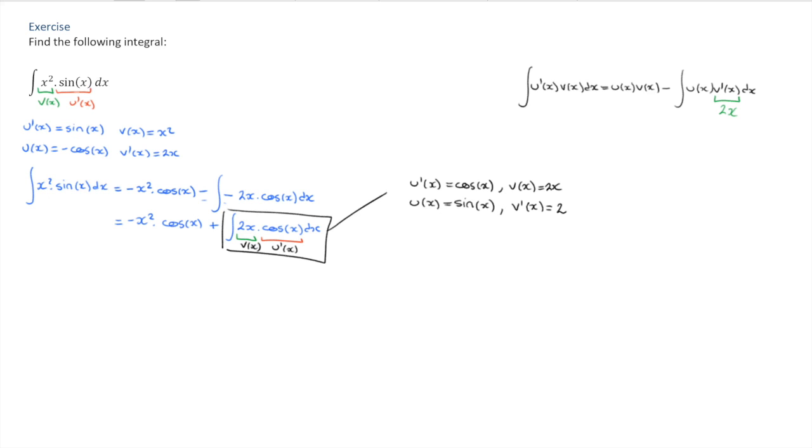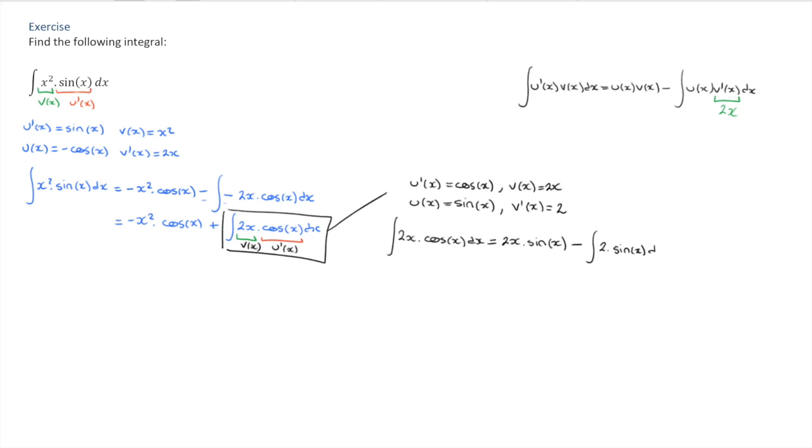And so using integration by parts, we can write that this integral, boxed in black here, the integral of 2x times cosine of x, is equal to u of x times v of x, so that's sine of x times 2x, which is the same as 2x times sine of x, minus the integral of u of x times v dash of x, that's sine of x times 2, and that's the same as 2 times sine of x.